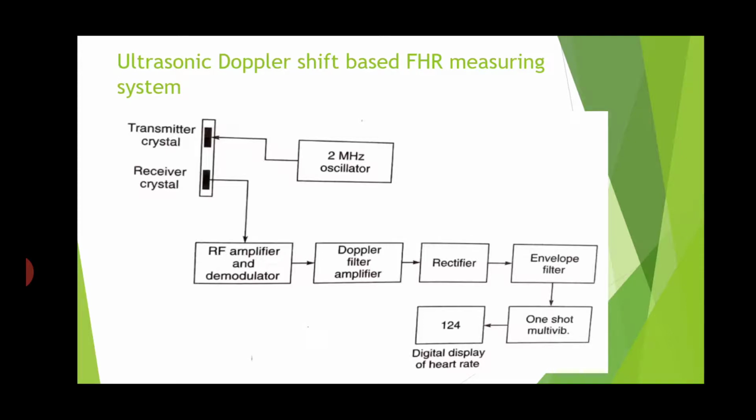Now we will see the ultrasonic Doppler shift based FHR measuring system. To measure the fetal heart rate, this system is used. Again a transmitter crystal and a receiver crystal are there. A 2 MHz oscillator is used to excite the transmitter. An RF amplifier and demodulator are there. A Doppler filter amplifier is there. Rectifiers, envelope filters and a one-shot multivibrator are used here.